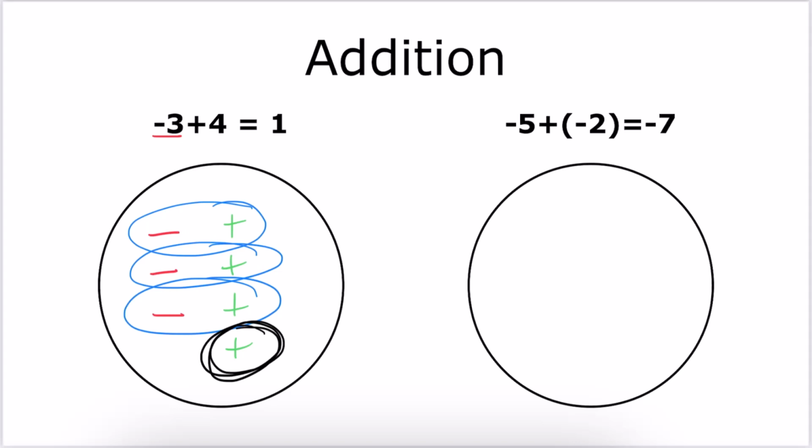If I wanted to model this other addition problem where I have -5, so I have 5 negatives, and then I'm combining that with 2 negatives, well, in this picture model, it's easy to see that the answer should be -7, because if I take 5 negatives and I combine them with 2 negatives, then it just makes 7 negatives.